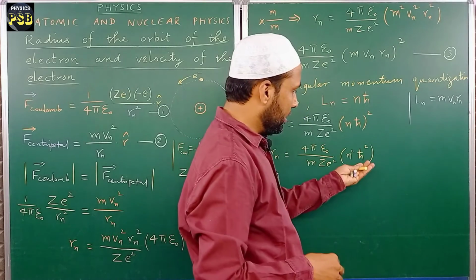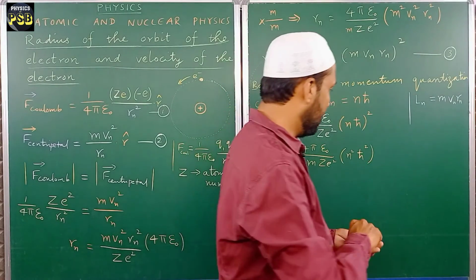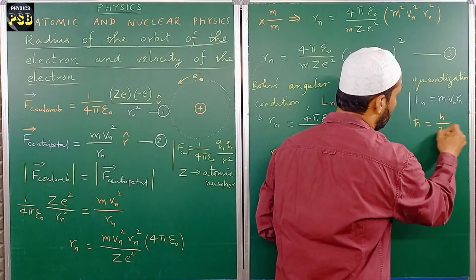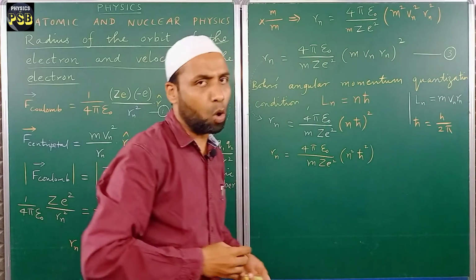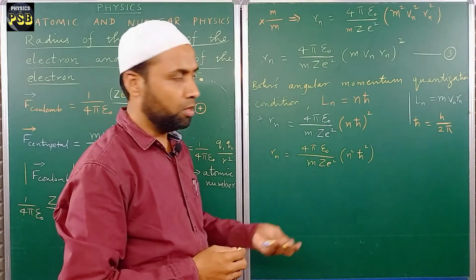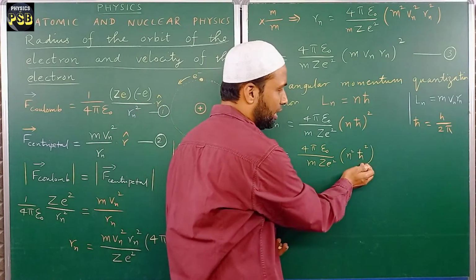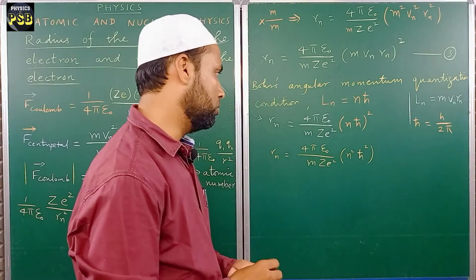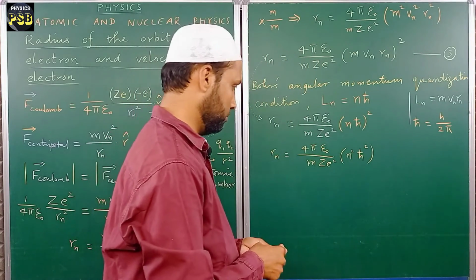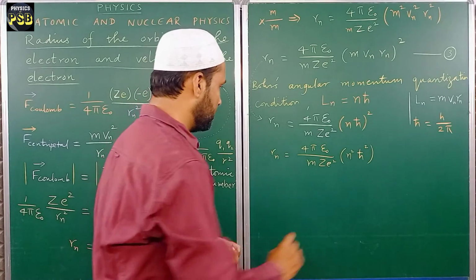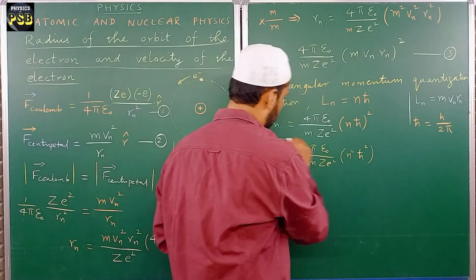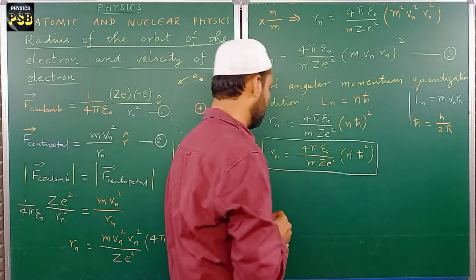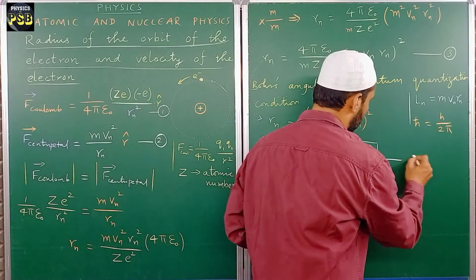Here h bar or h cross is equal to h upon 2 pi, where h is Planck's constant. So in the place of h cross, I can use this value h upon 2 pi. Here this represents the radius of the nth orbit. And watch this. Let's take it as equation number 4.